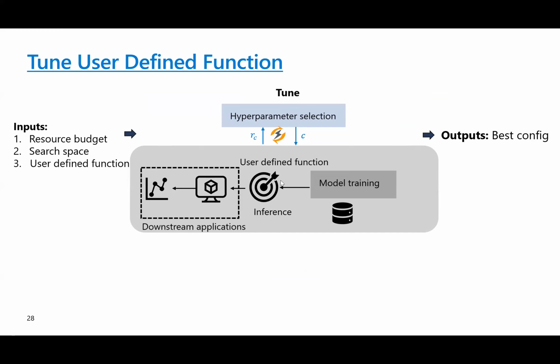Once you define all of this, what FLAML will do is generate a configuration combination and use your user function to compute the performance. Based on the output performance from the search space, it will select another combination of hyperparameters. So it will iterate on this, and then finally it will give you the best config.